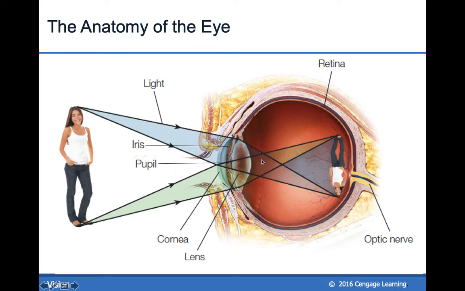Inside your eye, it's not like completely hollow. It's filled with fluid. It's kind of a thin gel-like fluid. It's called the viscous humor. Don't worry about the spelling of that, but that's what helps keep the shape of your eye.